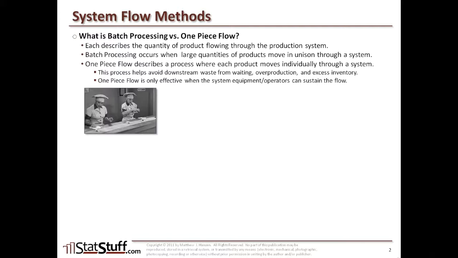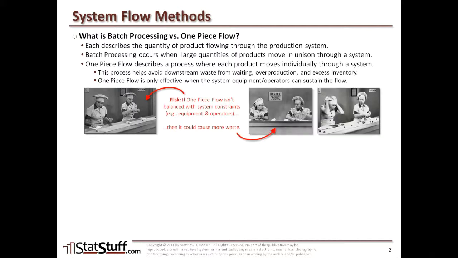If you recall from the I Love Lucy episode where Lucy and Ethel were working in the candy factory and their job was to wrap the different candies that came down the assembly line, that was basically like a one-piece flow. But here's the risk. When the system isn't balanced with the equipment, or in this case the operators, Lucy and Ethel, to maintain that same kind of flow, then it could end up causing more waste. So if you're going to use one-piece flow, which again is generally going to be more ideal, it should be at least balanced with all the other constraints within the system.